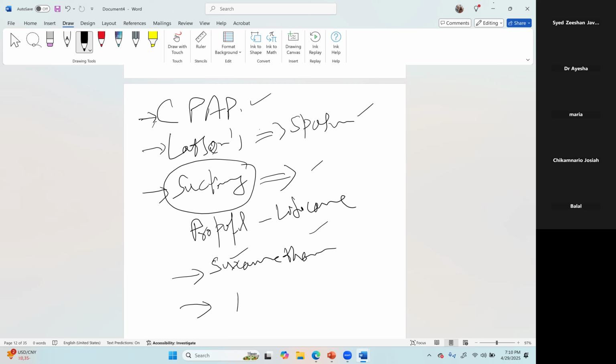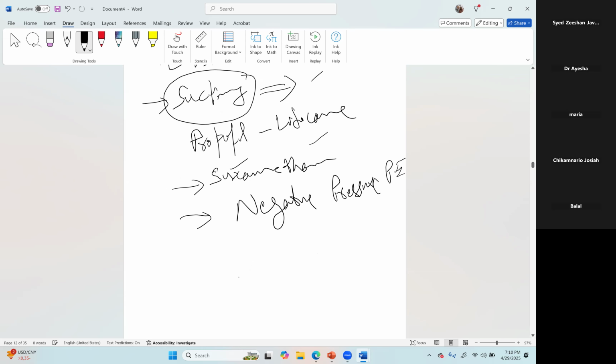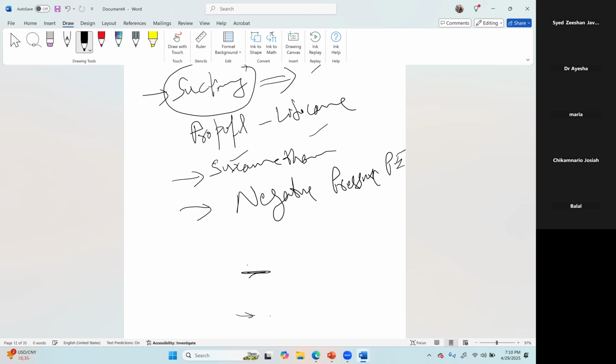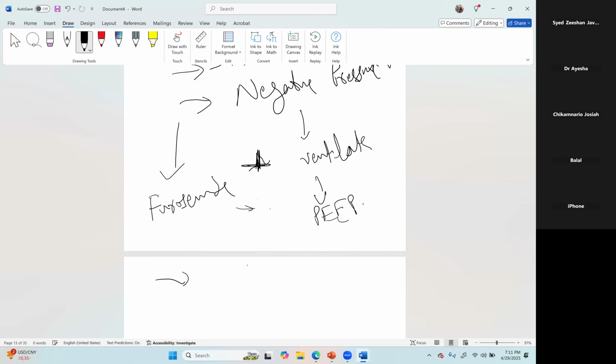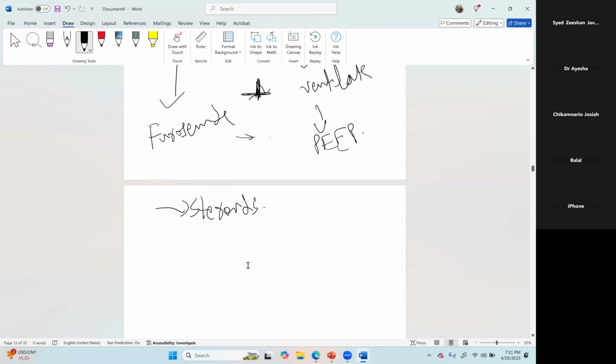But if that does not occur, there is generation of negative pressure pulmonary edema, because the glottis is closed and the airway muscles are contracting very heavily, and there is obstruction here. All the negative intrathoracic pressure which is generated will cause leakiness of capillaries, and pulmonary edema will occur. If pulmonary edema occurs, you will have crackles, and then you will need to give some diuretic like furosemide. You need to ventilate the patient with PEEP. And there is no role of steroids in this case.